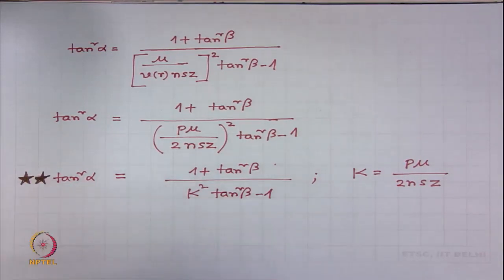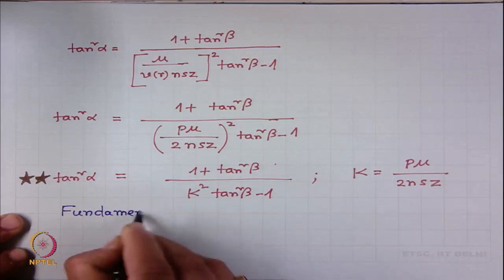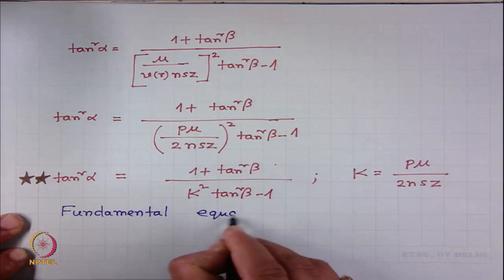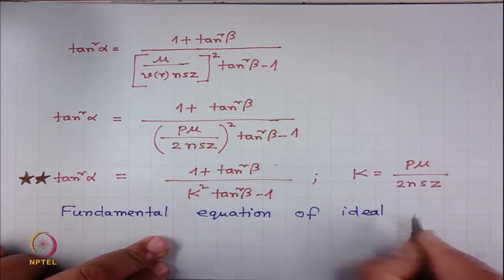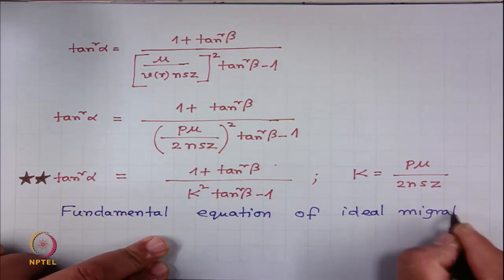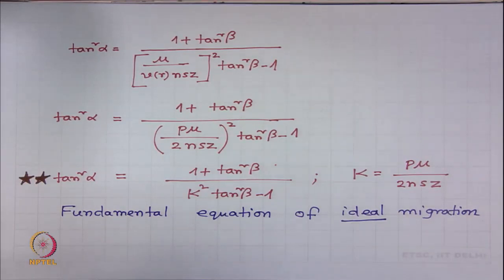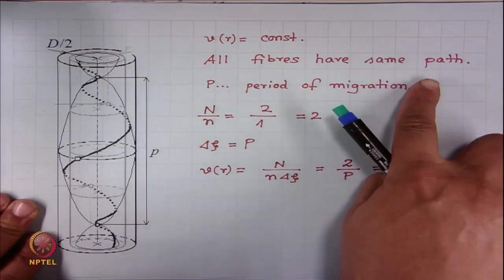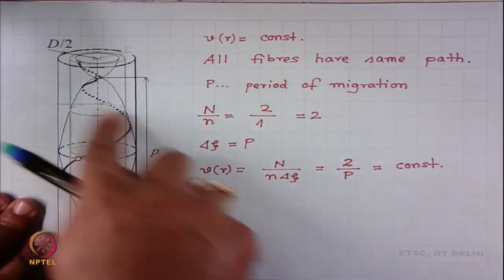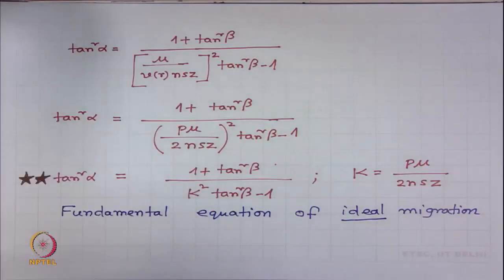This expression is known as fundamental equation of ideal migration or Taylor's version. Why this ideal is there? Because of fiber path. We have idealized a fiber path. All fibers have same path. So, the fiber path is ideal and it will intersect with same frequency, then only nu r will be constant. So, the fiber path is idealized in Taylor's model, and this is the fundamental equation of ideal migration.